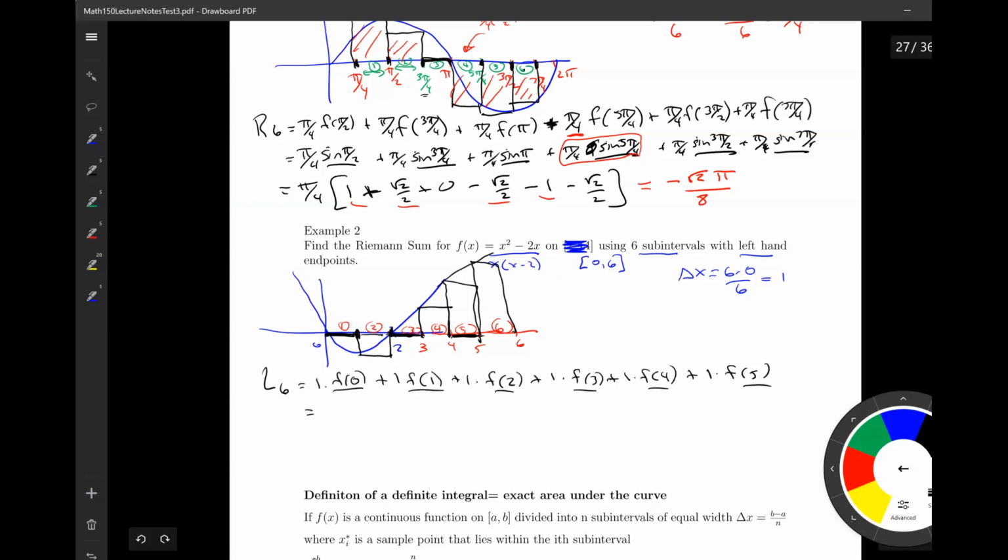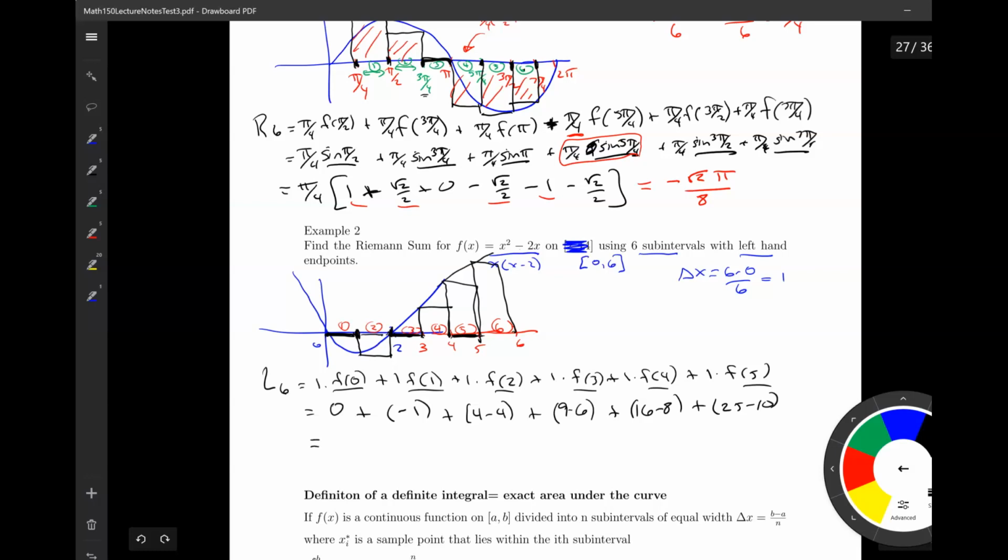So when I put in 0, I get 0. Plus, when I substitute 1 in, I get negative 1. And then put 2 in here, so I get 4 minus 4. That's giving me the 0 again. Plus 3, so I get 9 minus 6. 16 minus 8. And 25 minus 10.